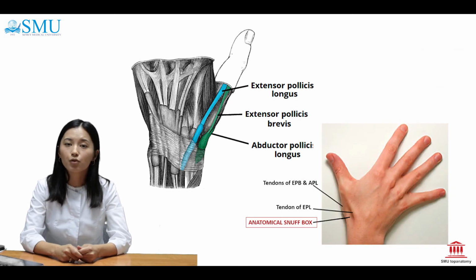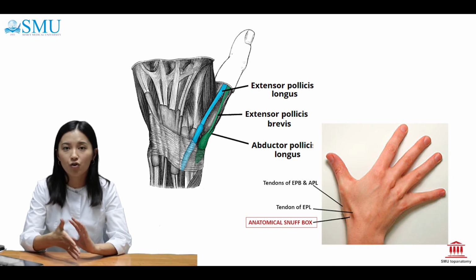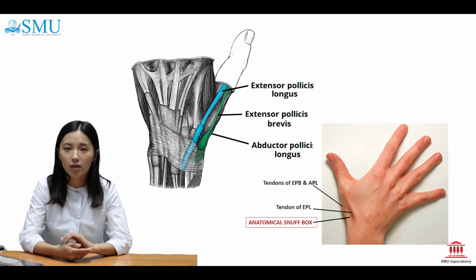Okay, now we're going to move to anatomical snuff box. Anatomical snuff box is a triangular shaped depression on the dorsum side of the hand, and it's visible when you stretch your thumb. It's called anatomical snuff box because in the past people used to put the tobacco on the depression and sniff it through the nose. That's why it's called snuff box.